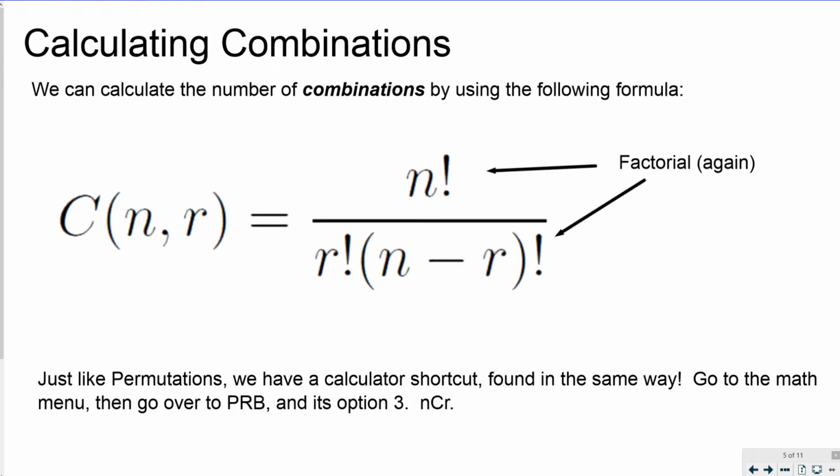And we take that into account in our formula by using the following formula. The choices, or the combinations available for n objects taken r at a time is equal to n factorial divided by r factorial times n minus r factorial. And just like the permutations, we have a calculator shortcut found in the same way. You go to the math menu, go over to the PRB, and it's option 3, nCr.